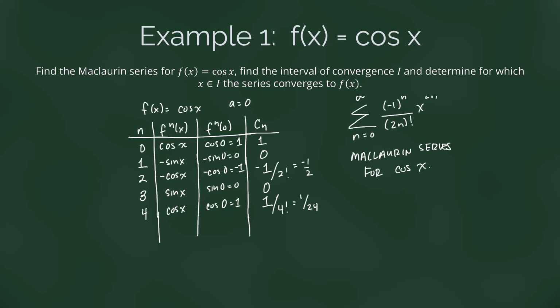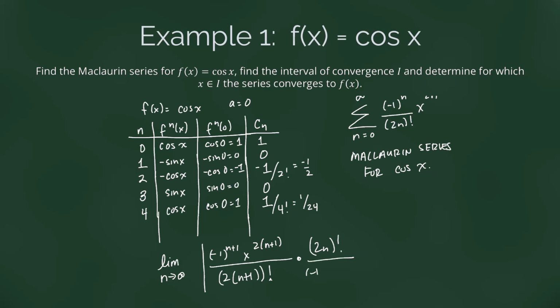Now that we've established the series, we're going to go ahead and try to find its interval of convergence. For this, we use the ratio test. So we're going to look at the limit as n goes to infinity of the absolute value of the n plus first term, which will be negative 1 to the n plus 1, times x to the 2 times n plus 1, all over 2 times n plus 1 factorial, times 2n factorial over negative 1 to the n times x to the 2n.